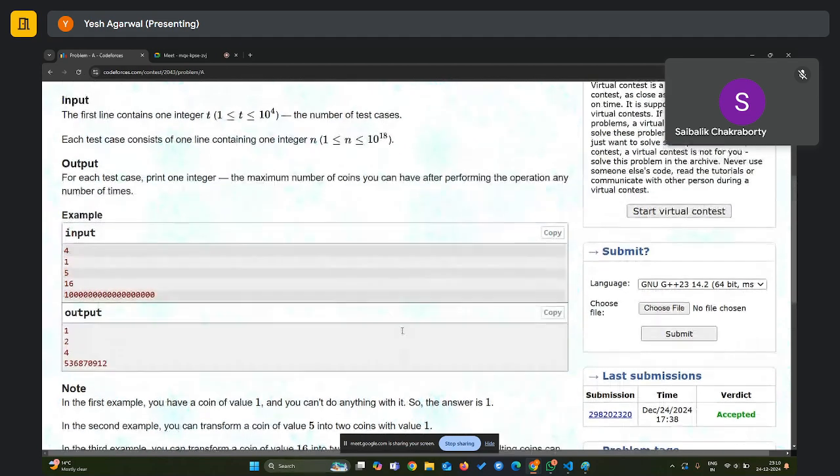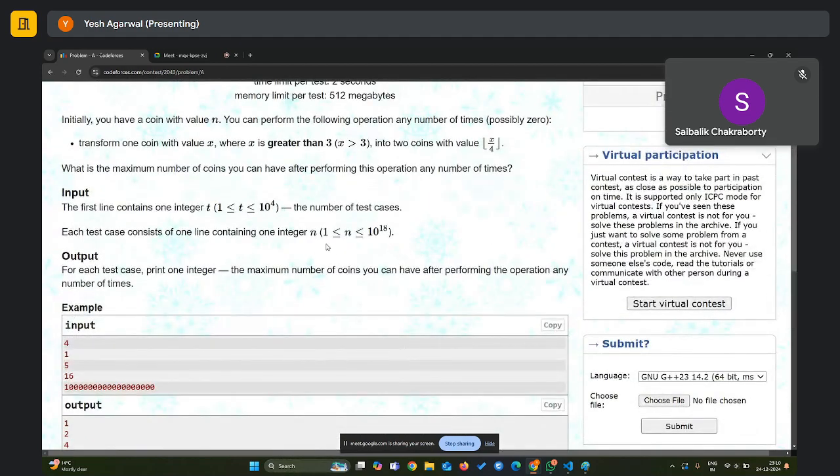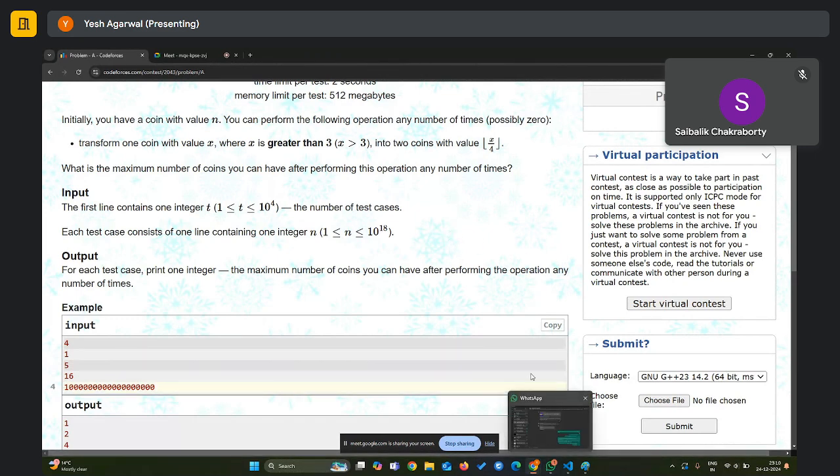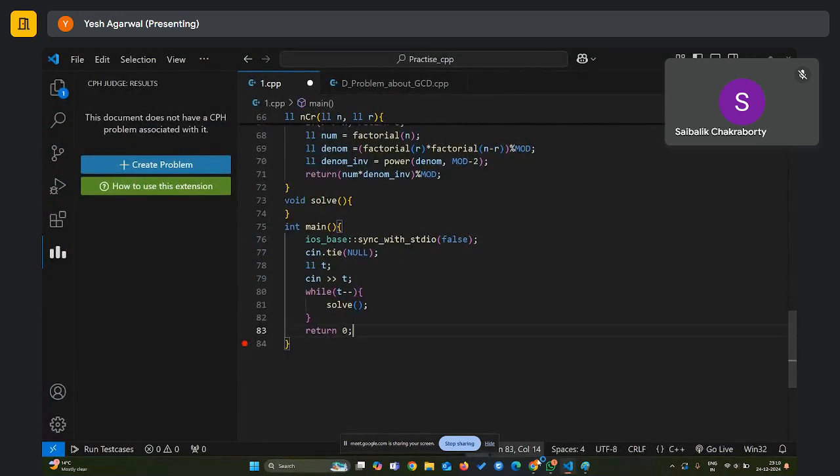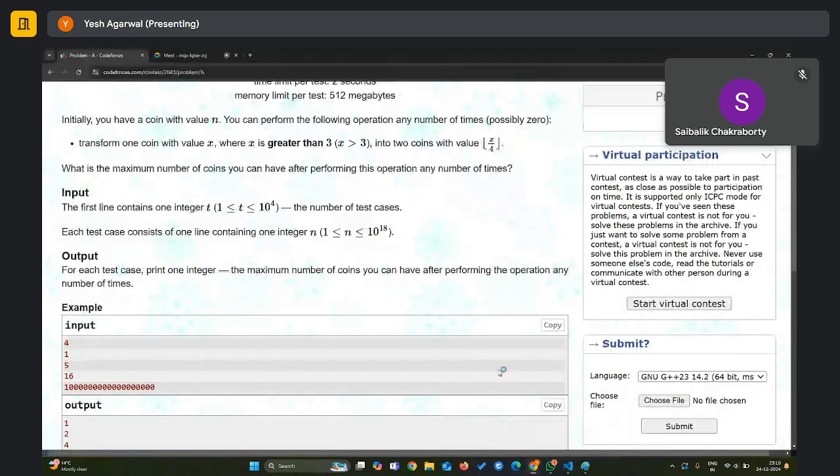So how do you do that? You can just run a while loop until x reaches a value below 3. You will keep on dividing it by 4. That gives you a time complexity of log base 4 n, which is acceptable here, I guess. For 10 to the power 18, log base 4 is a very small value. So let me just show you the implementation.